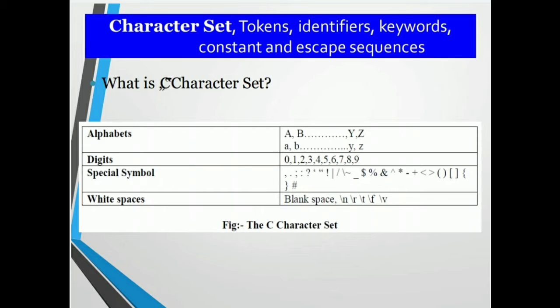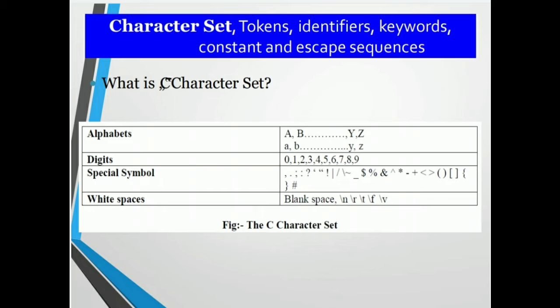The characters in C are grouped into the following two categories. First one is the source character set. It is also divided into four types: first one is alphabets, second one is digits, third is special characters, and fourth is white spaces. The second one is the execution character set, which is escape sequences.